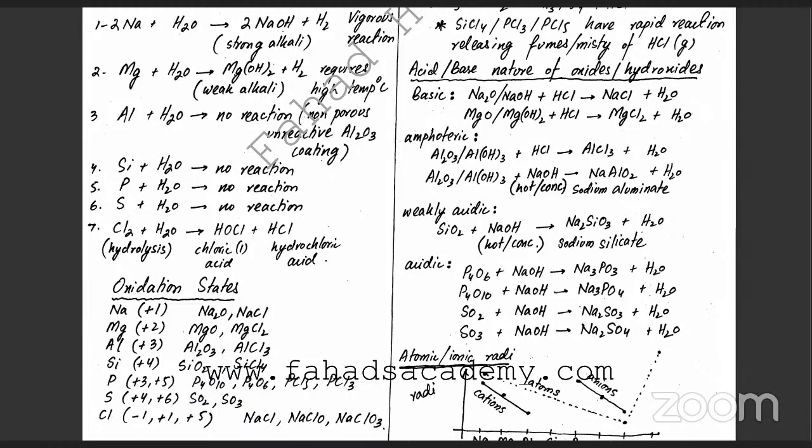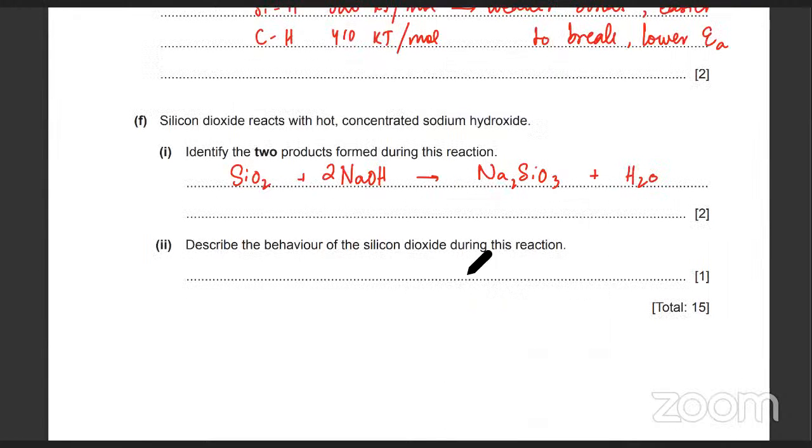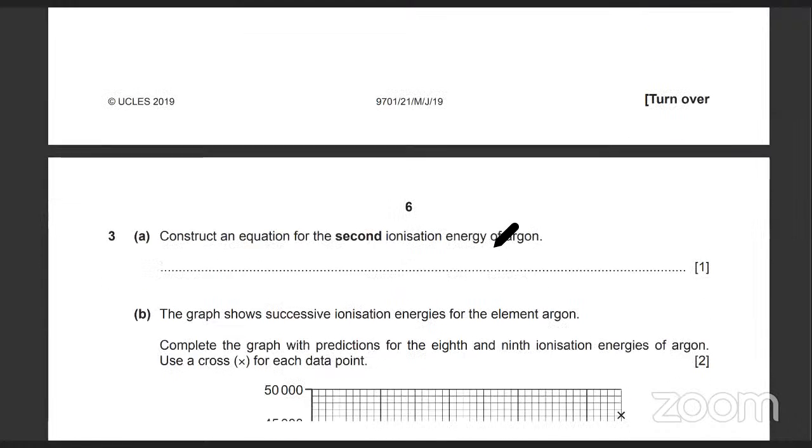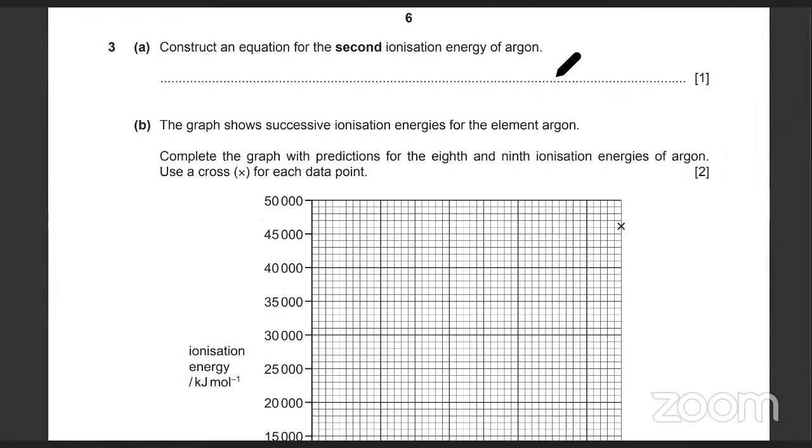Going back to our past paper, describe the behavior during this reaction. So it's behaving as an acid. That's it, 1 mark. Next one is construct the equation for the second ionization energy of argon. So the first one is already gone. Gaseous. Remember, don't forget to write the state. You've got argon turning into a +2 ion, and it's going to lose 1 electron.